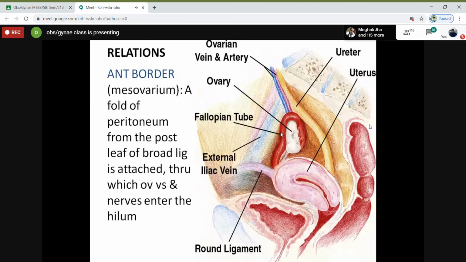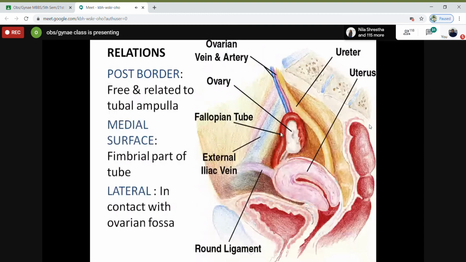So the anterior border, also known as the mesoovarium, is what? A fold of peritoneum from the posterior leaf of the broad ligament is attached, through which the ovarian vessels and nerves enter the hilum. Now you have to picture this in your mind a little. So you just imagine the uterus anteriorly.